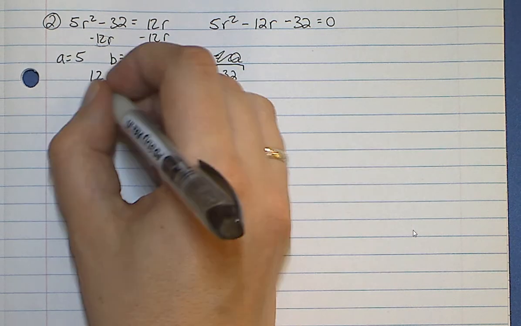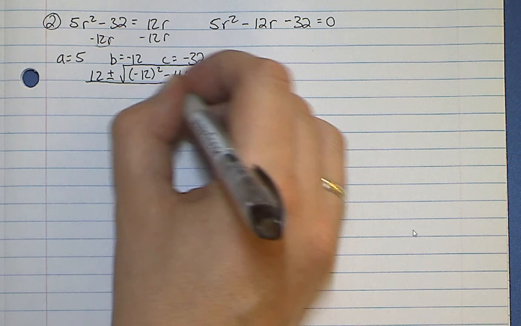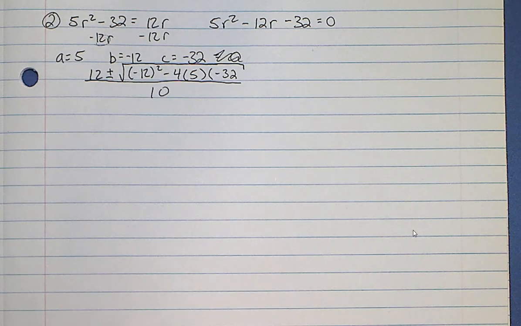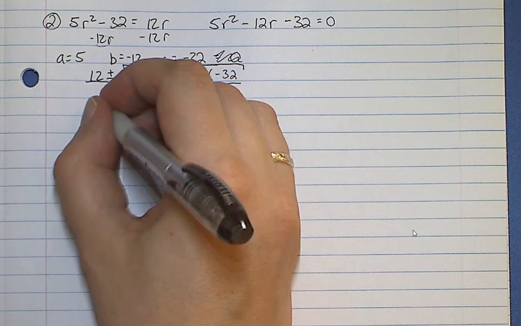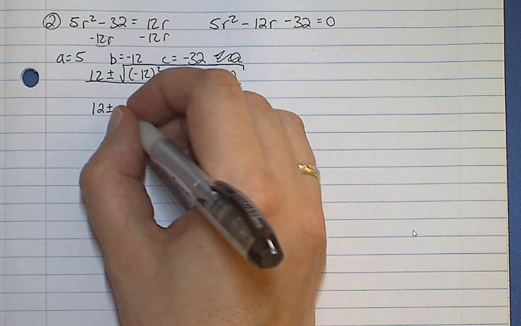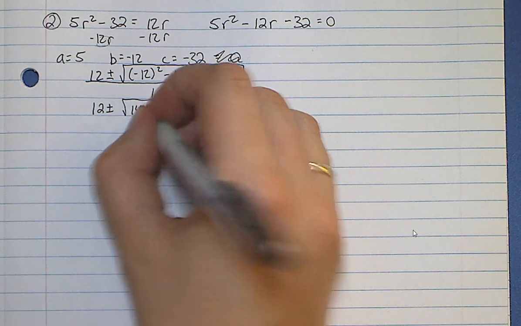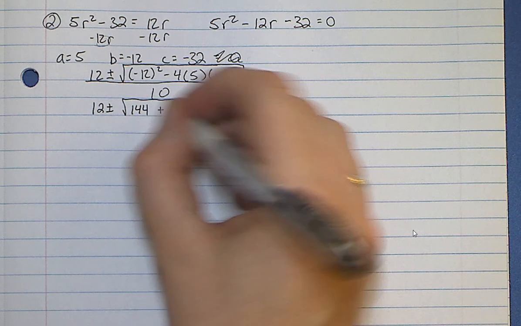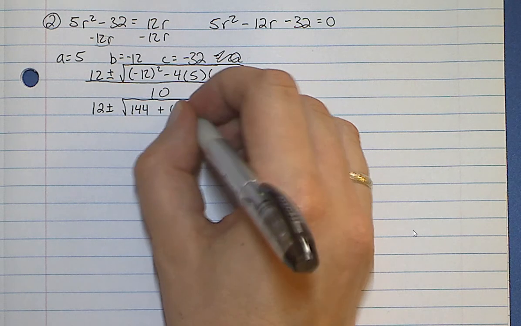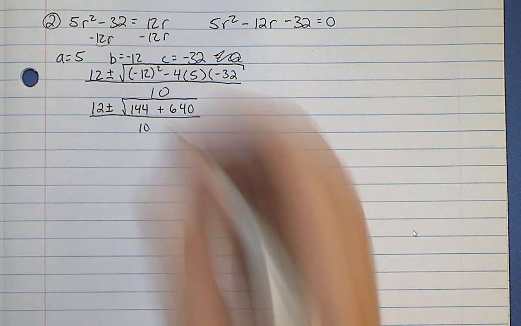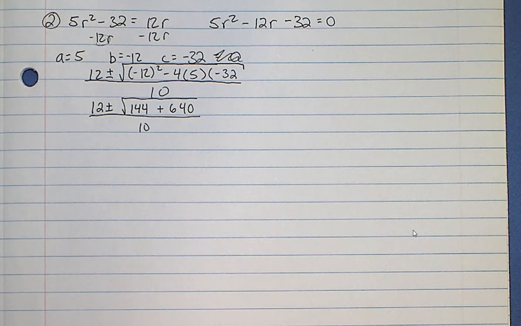And then this one is all over 10, but it's not always going to be all over 10. It's only all over 10 if the a is 5. So then you would do 12 plus or minus the square root of 144 plus 640. Put the brakes on. It's negative 32.